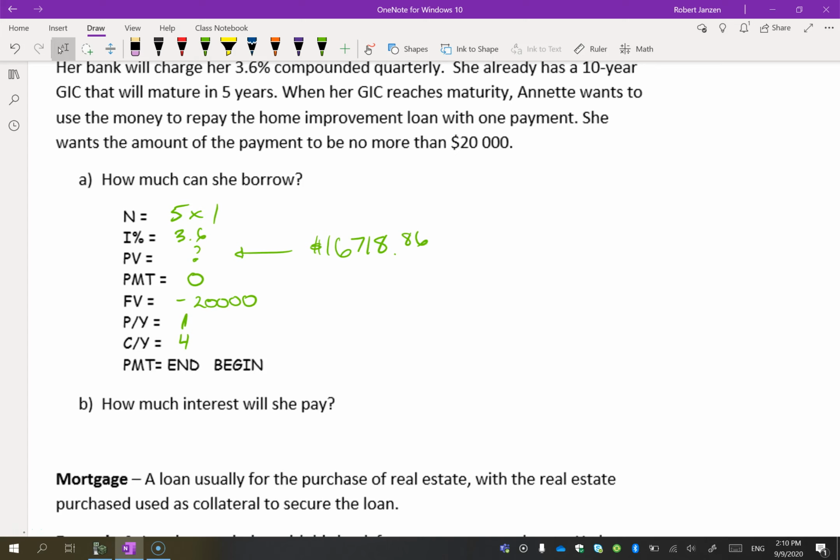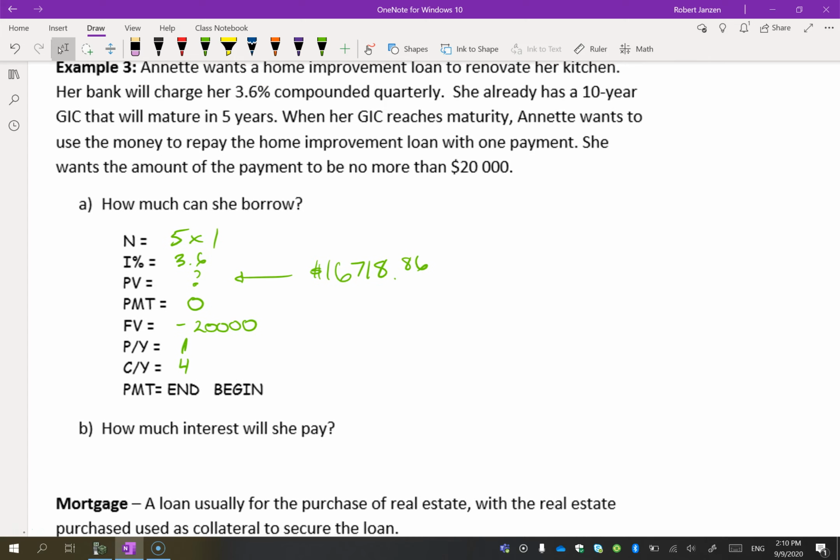So what this is saying is if we borrowed this amount, that after 5 years, the value would be $20,000. I know that the question is a little bit confusing, but what this says is that when her GIC comes out, she will want to pay it off, and she doesn't want it to be more than $20,000. So the question is saying, how much could she originally borrow so that it ends up at $20,000? So that's what this question is saying.